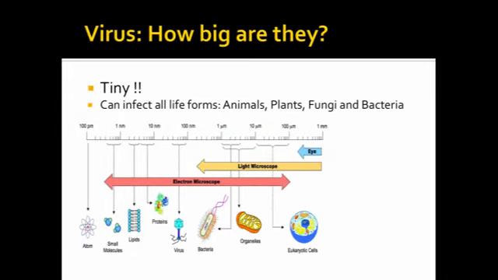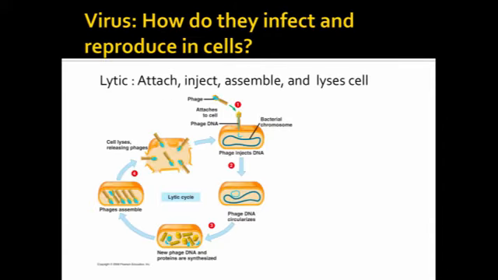And because of their size, that allows them to get inside of all other organisms. They can get into bacteria cells. They can get into plant cells. They can get into fungi. And, of course, they can easily get into animal cells. So they are quite dangerous little guys because of their size. How do they infect and reproduce in cells?